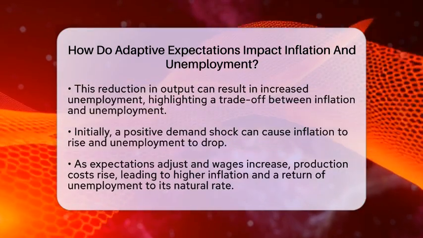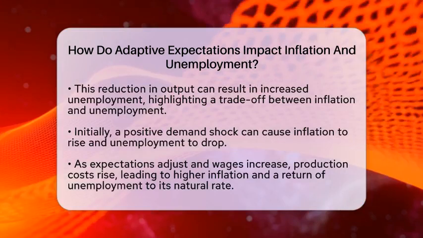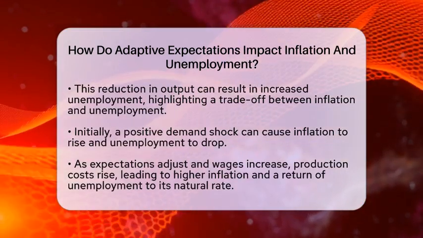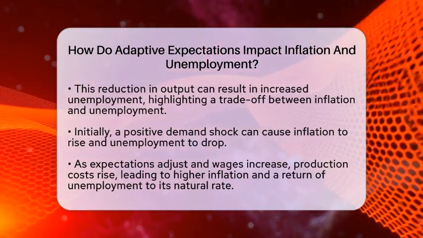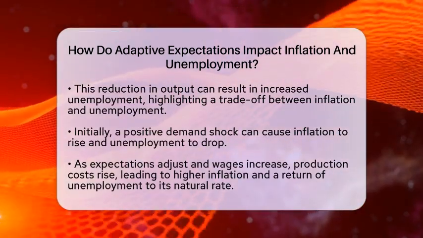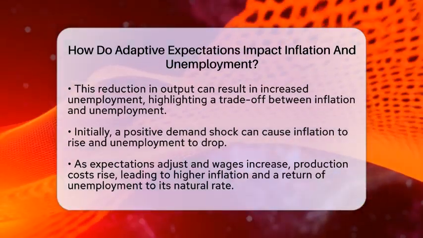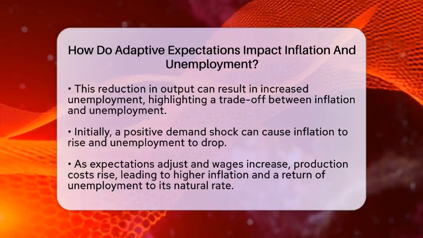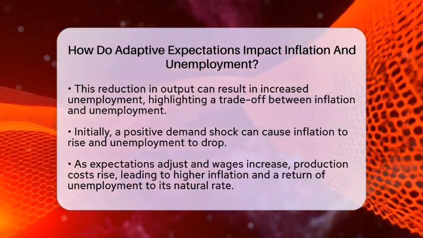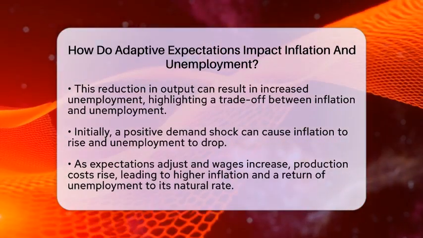Initially, a positive demand shock might cause inflation to rise and unemployment to drop. But as expectations catch up and wages increase, production costs rise, leading to higher inflation and a return of unemployment towards its natural rate. This movement reflects the short-run Phillips curve dynamics.